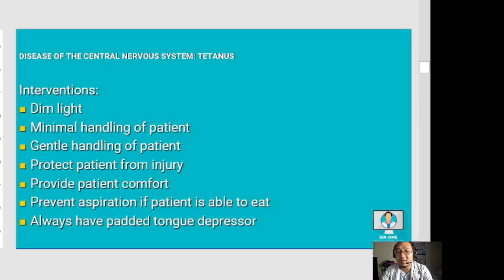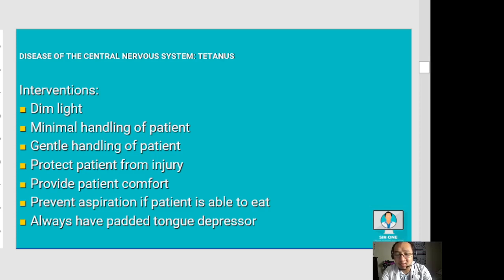Then interventions, just like what I've already mentioned earlier: dim light, minimal and gentle handling of the patient, protect the patient from injury, especially in times of seizures or restlessness. As you have seen in the picture, they also restrain the patient, but the use of restraints has an ethical basis, so you also need to have orders from the doctor and to collaborate with the family. Then provide patient comfort, prevent aspiration if the patient is able to eat, and always have a padded tongue depressor ready if a seizure attack happens.